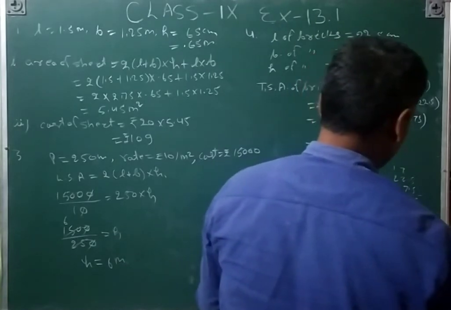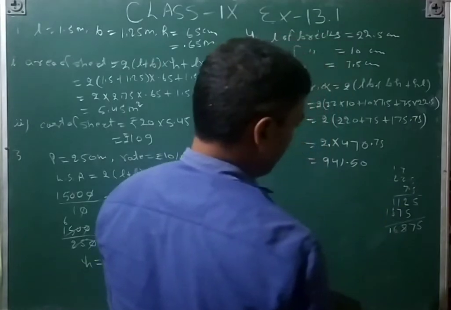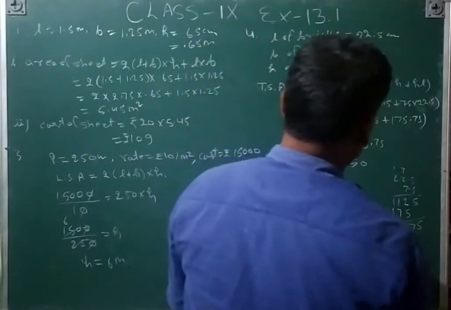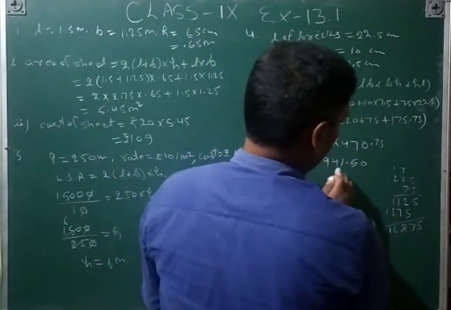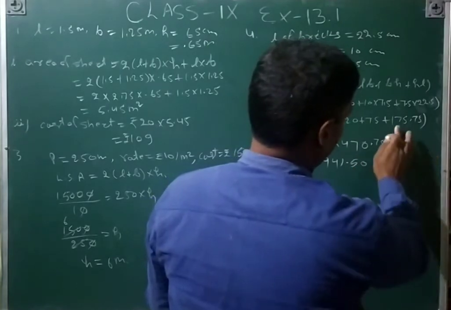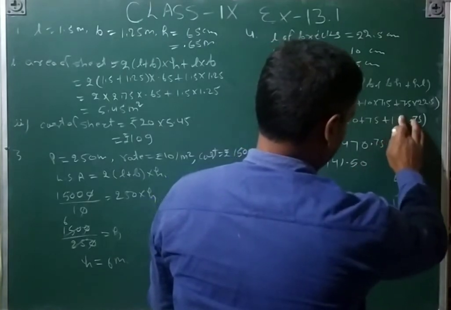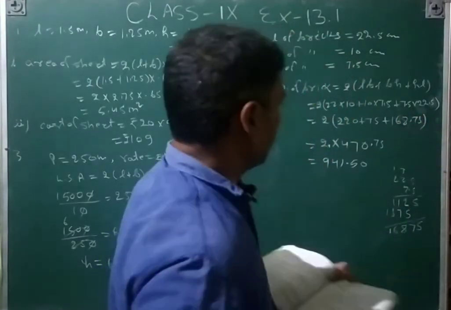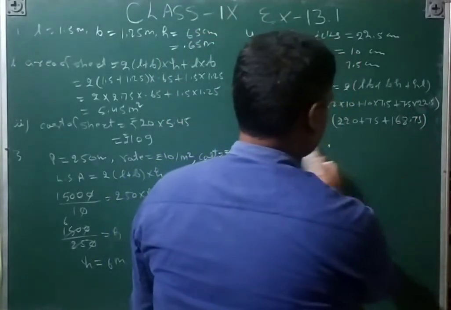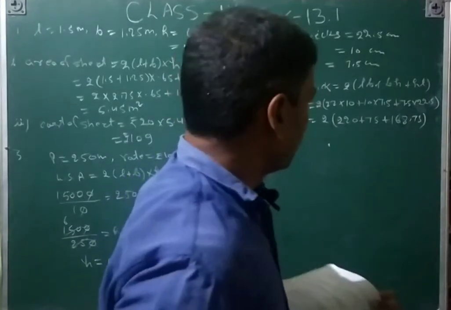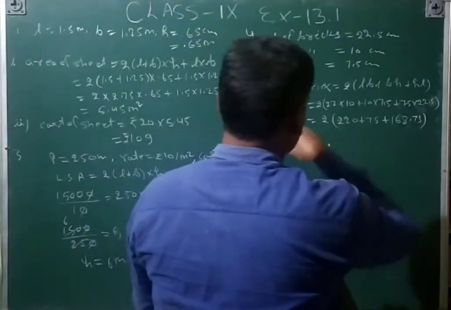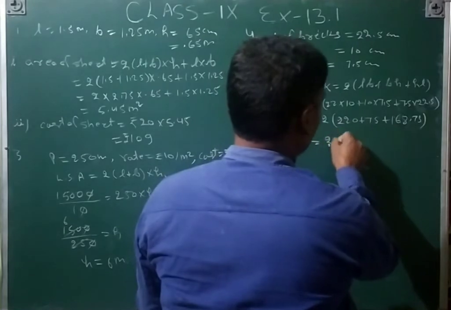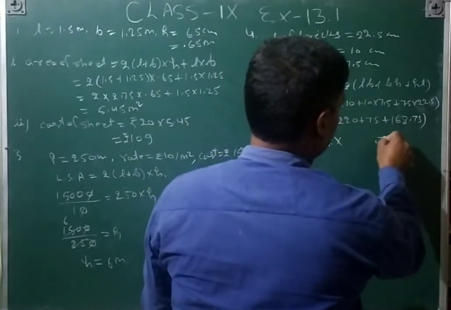5161, that will be 61, that will become 168.75. That will be 168.75. And then 2 into that 75 will become 7.